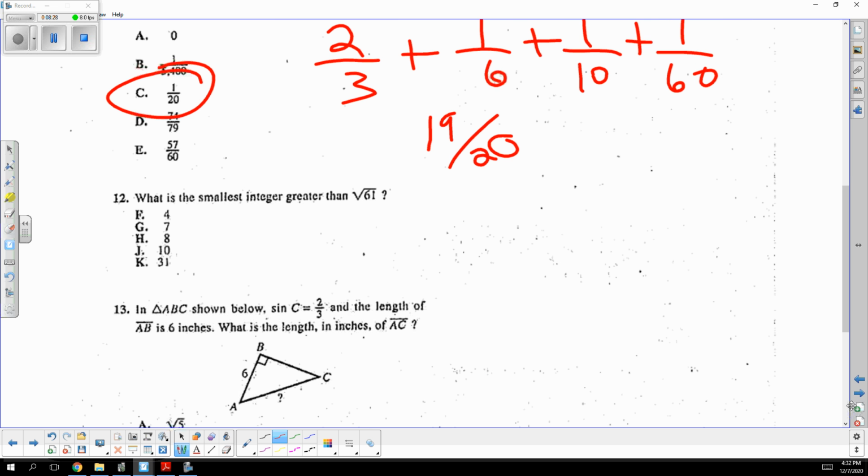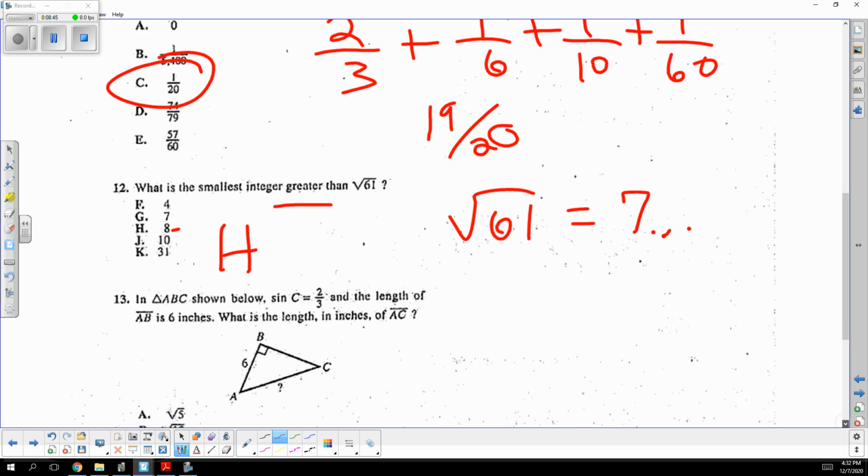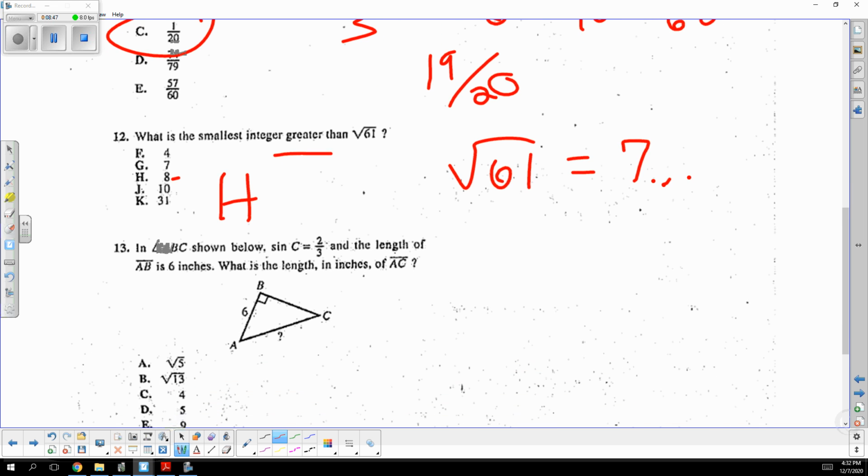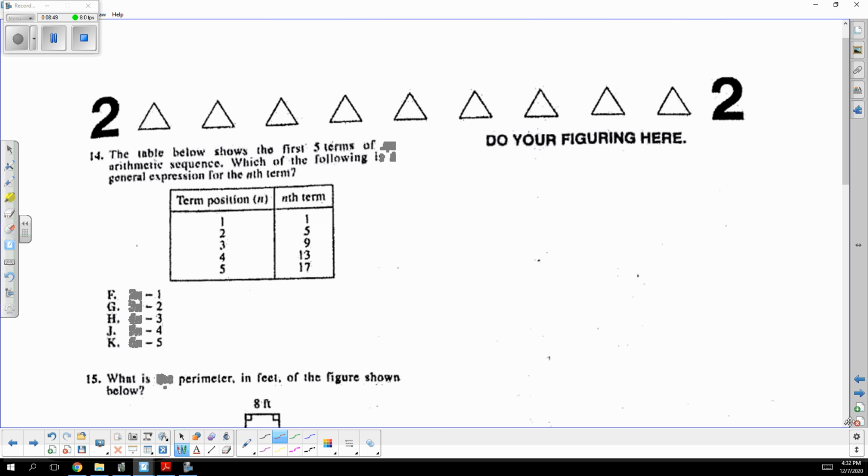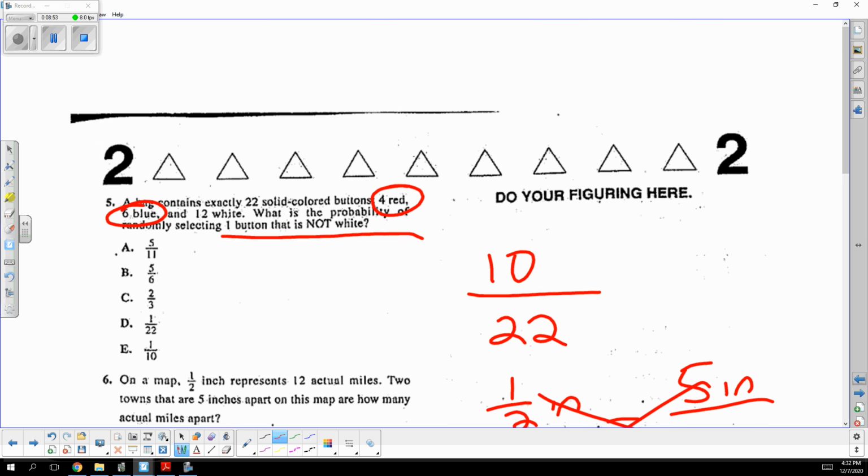What is the smallest integer greater than? Well, ask your calculator what the square root of 61 is. It'll give you 7 point something something. Answer is 8, H. All right, this is tricky for you SOHCAHTOA people, the ratio.